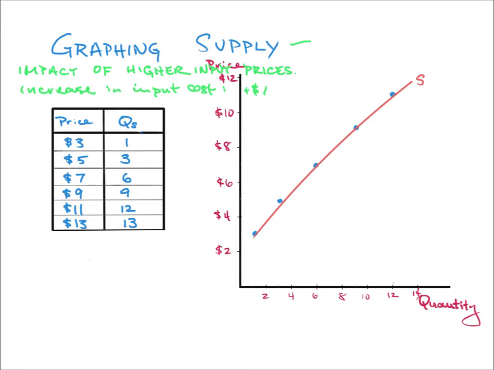That changes the market. Now nobody would be willing to sell a hamburger at $3. One hamburger would get sold if the price were $4. Three hamburgers would get sold if the price were $6. And six hamburgers would get sold if the price were $8. So it increases all of these prices by 1. And so this is what we call a reduction in supply.